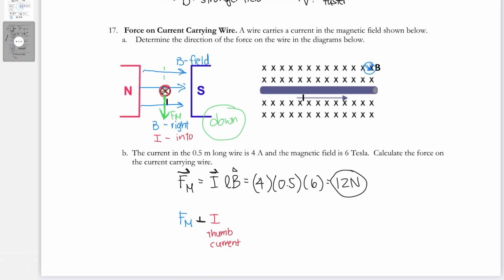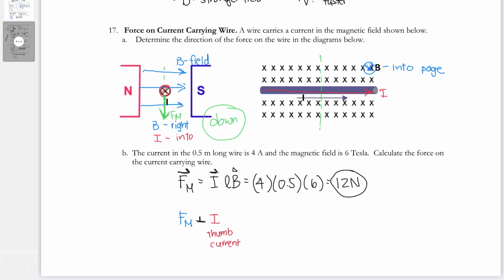And I'm just going to repeat it for the example on the right. My field was going into the page. Field was using up the Z direction, so my answer can't be into or out of the page. The conventional current is going to the right. So my answer for force can neither be left nor right. It means the force could only be either up or down.